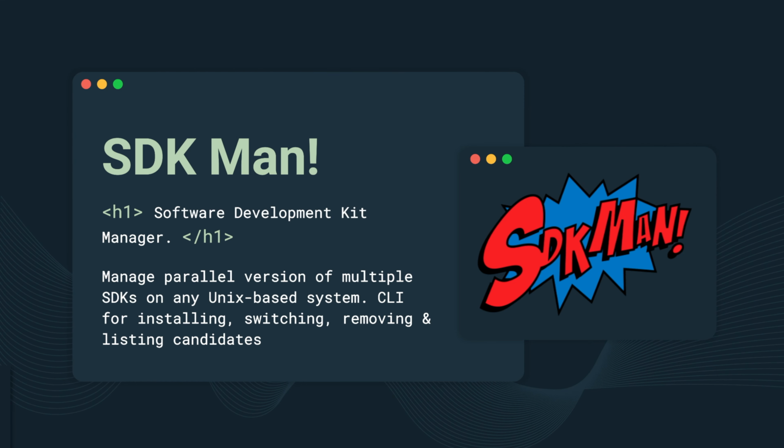It's a CLI tool used to manage parallel versions of multiple SDKs on any Unix system. It's a convenient CLI for installing, switching, removing, and listing candidates. This means if you're on a Windows system, you will need tools like WSL or Cygwin. Let's see how it works.